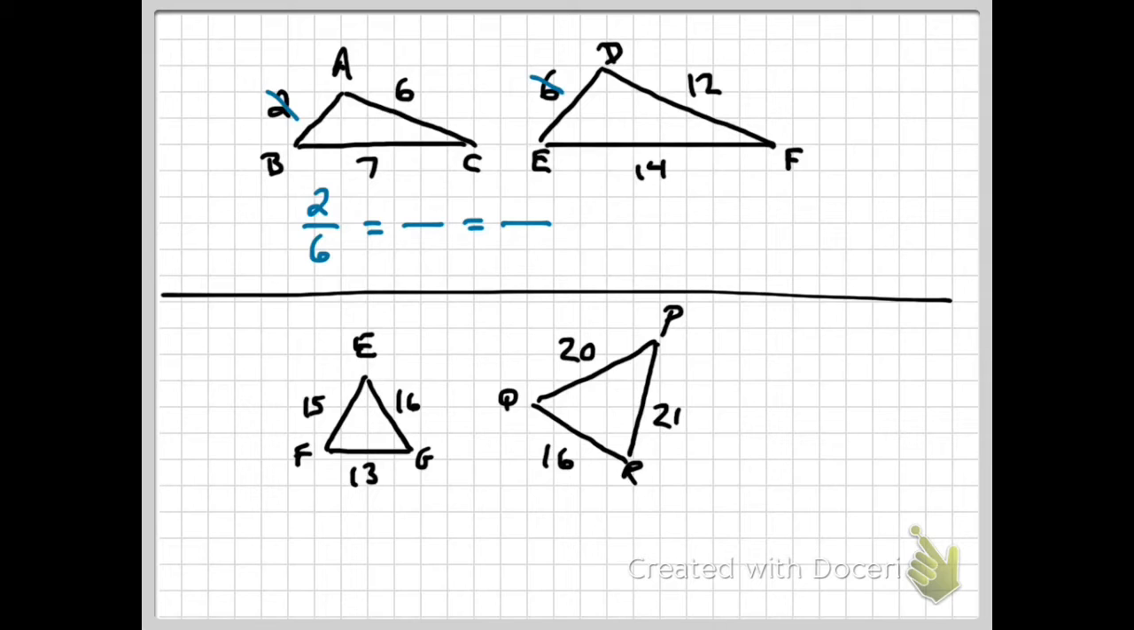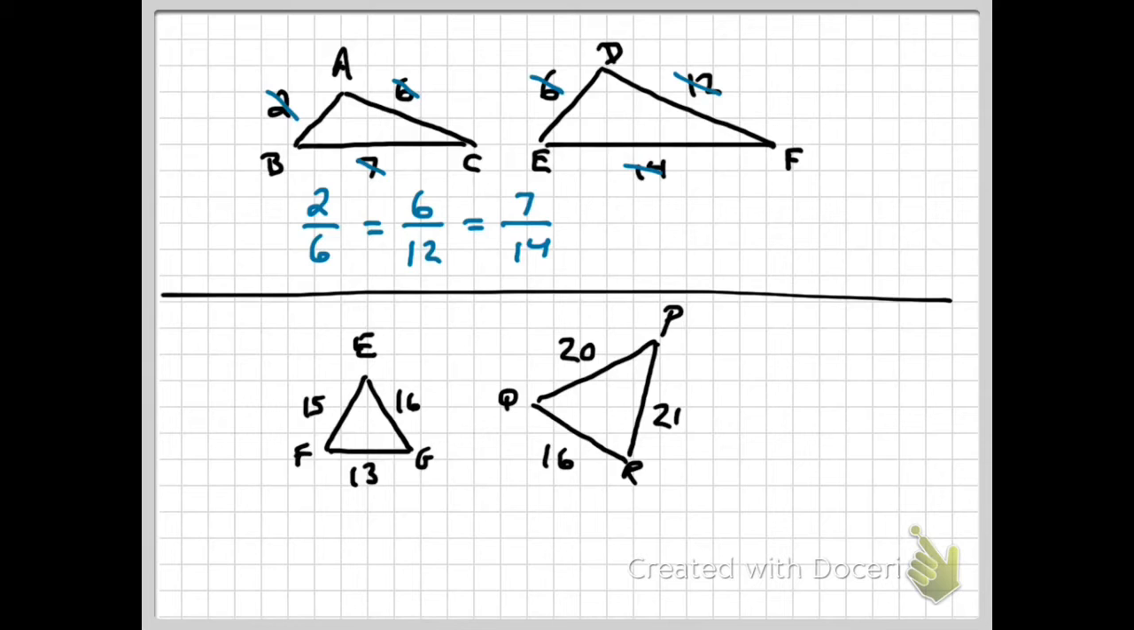All right, next one, I can pick the 6 or the 7. Let's go with the 6. That's our middle number. 12 is the middle number there, and then we have 7 going with the 14. All right, now we want to see if these are proportional.